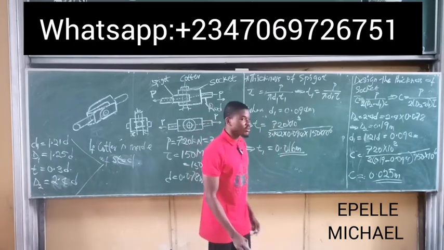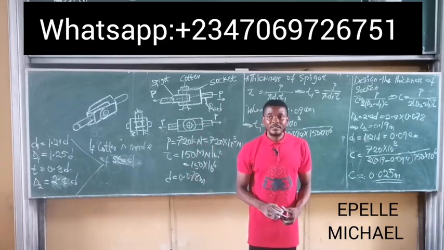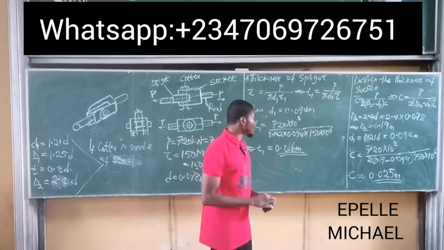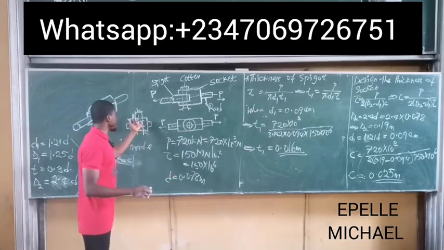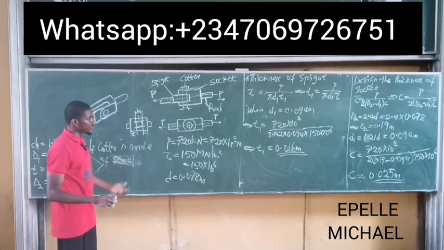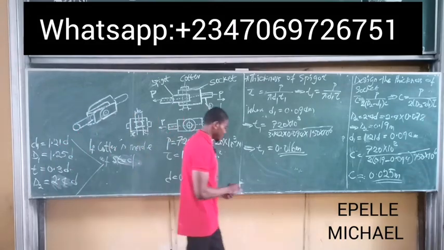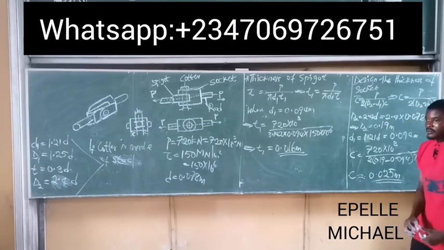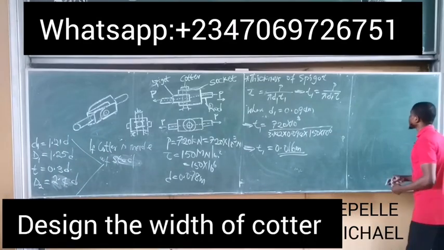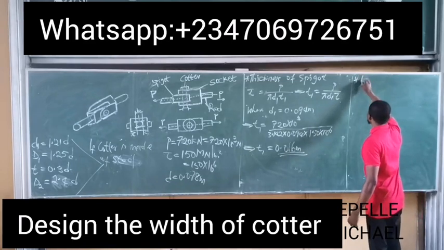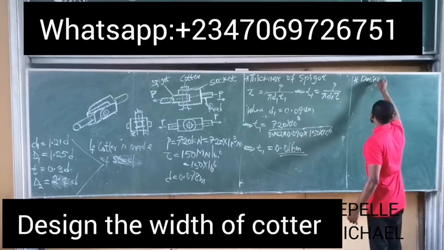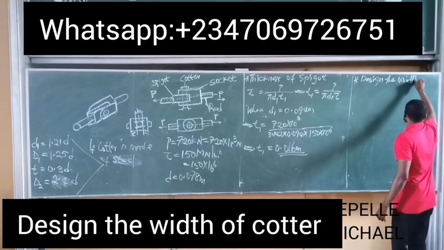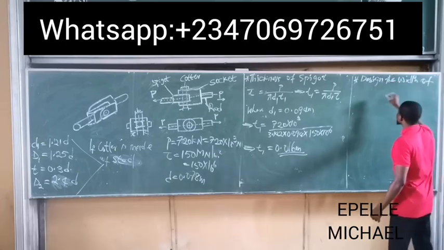And we have one more thing to design. That is what? The width of the cutter, B. So we have to design the width, B. Finally, design the width of the cutter.